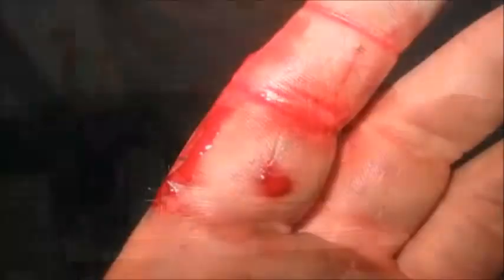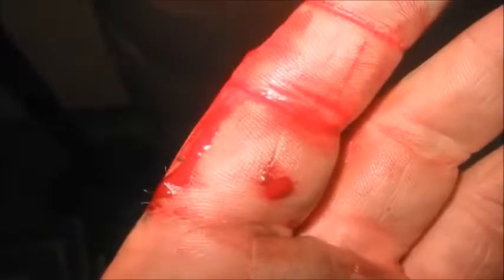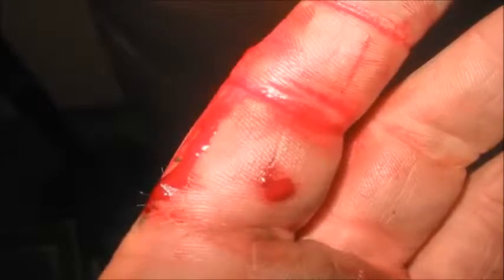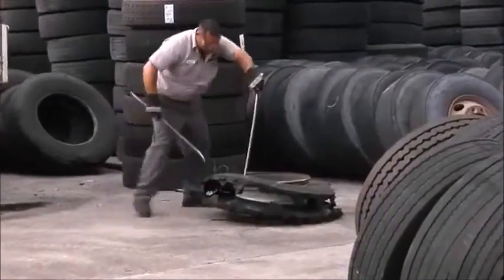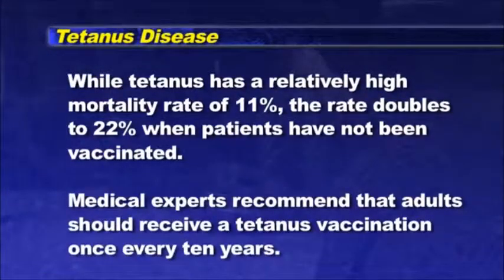Tetanus disease can develop when bacteria in the soil enters the body through a cut or puncture, so the most dangerous kind of injury involves possible contamination with dirt, animal feces, or manure. While tetanus has a relatively high mortality rate of 11%, the rate doubles to 22% when patients have not been vaccinated. Medical experts recommend that adults should receive a tetanus vaccination every 10 years.